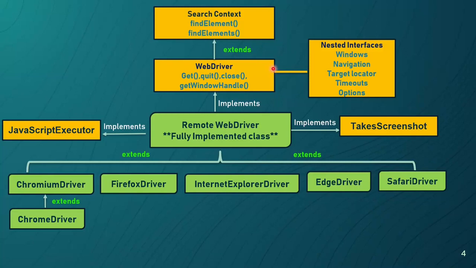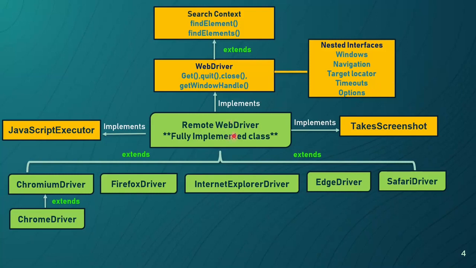Apart from this, the WebDriver also has nested interfaces, like windows, navigation, target locator, timeouts, and options. These are also abstract methods. Through these interfaces, we can perform various operations like navigating to a URL, maximizing the window, and many more. So the WebDriver also includes the nested interfaces.